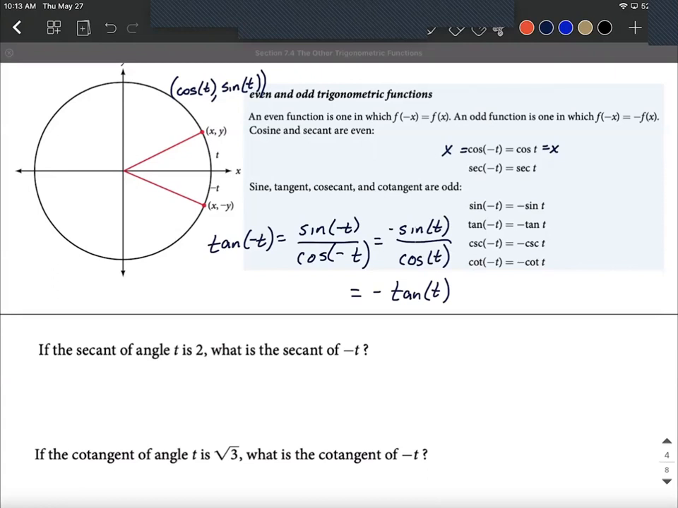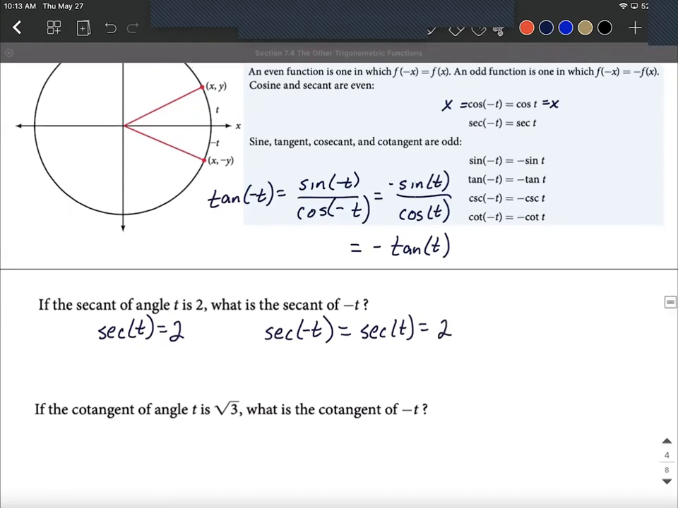If we know that secant of some angle t is equal to 2, so secant of t equals 2, then we want to know what secant of negative t is going to be. So our goal here is to figure out secant of negative t. Well, using an even odd identity, we can go up here and say secant of negative t is simply equal to secant of t. And then we can replace secant of t with what we were given. Okay, so that's going to equal 2.